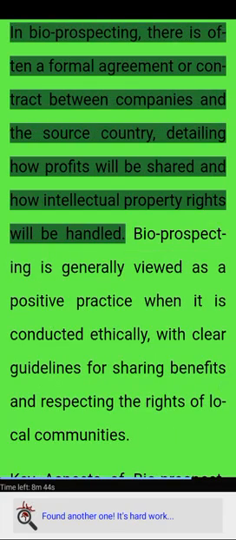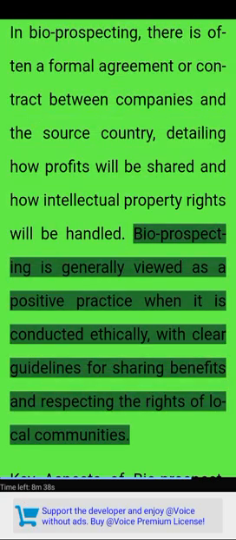In bioprospecting, there is often a formal agreement or contract between companies and the source country, detailing how profits will be shared and how intellectual property rights will be handled. Bioprospecting is generally viewed as a positive practice when it is conducted ethically, with clear guidelines for sharing benefits and respecting the rights of local communities.